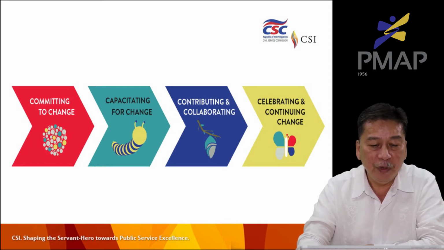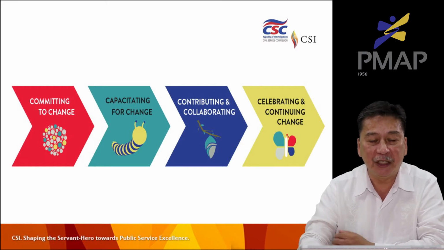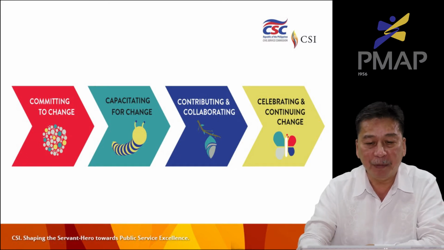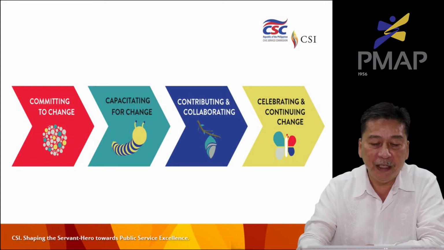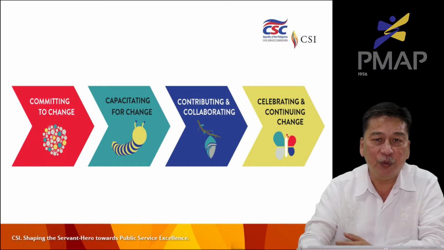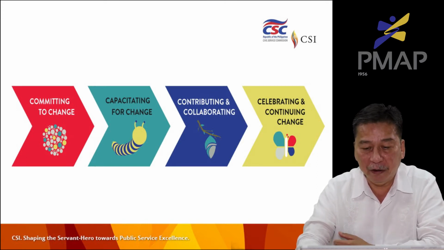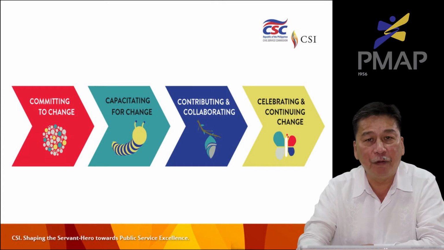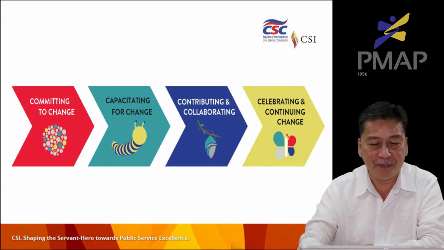Second, we need to identify action plans that will build capability for change, and that's still part of the change management plan. For the third module, or for the third stage, we need to prepare a risk management plan so that as we go along, as we implement the change, we are sure that we will be able to implement it properly. And as we go along, we move to stage 4, which is celebrating and continuing change. Here, we need a monitoring and evaluation plan.